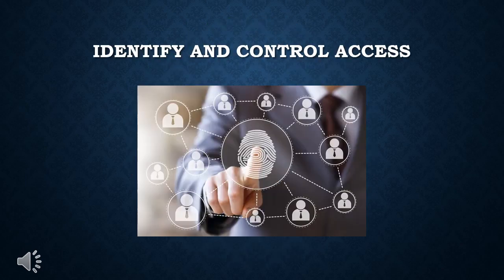Here are the 20 controls, beginning with identify and control access. Identify and control who has access to your organization's information. Determine who has or should have access to your organization's information and technology. Do not allow unknown or unauthorized persons to have physical access to any of your organization's computers. Physically lock up your laptops and other mobile devices when they are not in use.